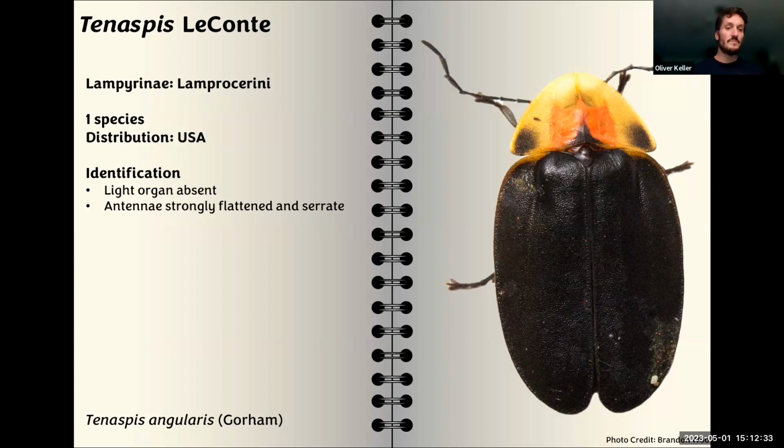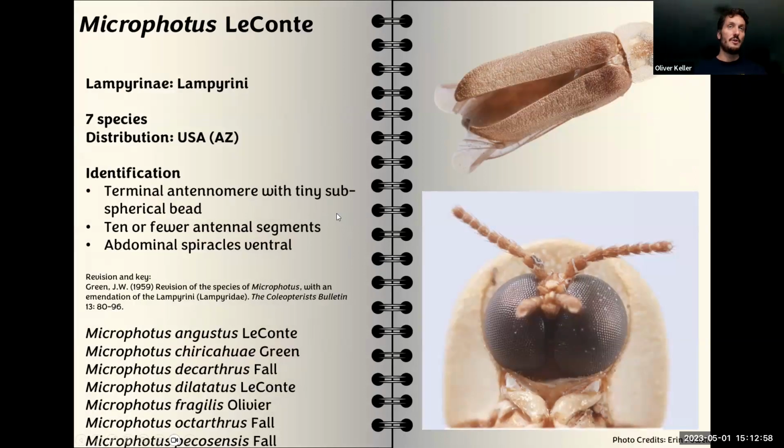No light organ. And the antennae are strongly flattened, if you can kind of see that here, like very broad. And they're serrate, so sawtooth. And it's very broadly elliptical, even more so than Aspisoma that we talked about a little earlier. And this can be found in all the Gulf Coast states, basically from Texas to Florida.